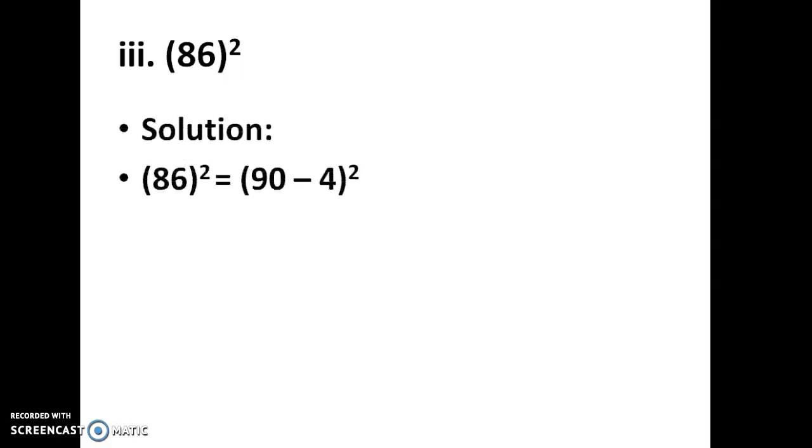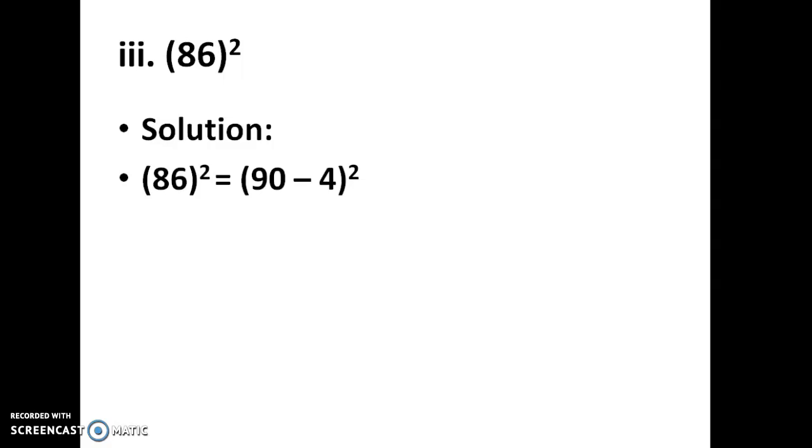Okay, 86 square. So it can be split and written as 90 minus 4. Okay, so 86, which is nearest, 90 is the nearest round number. So 90 minus what number will give you 86? That you have to write.